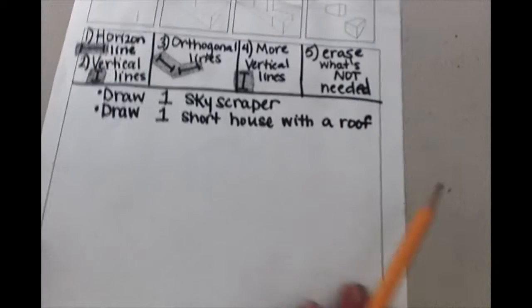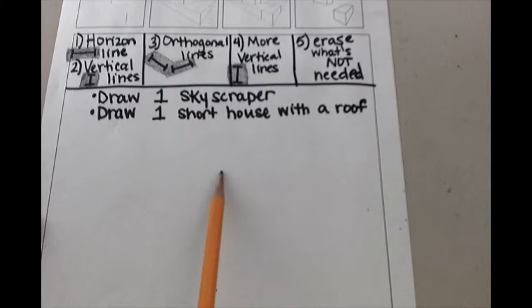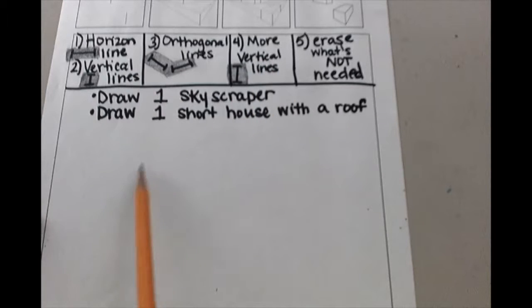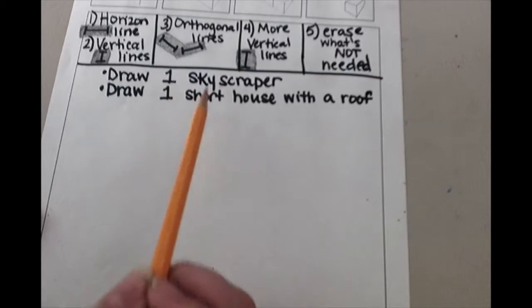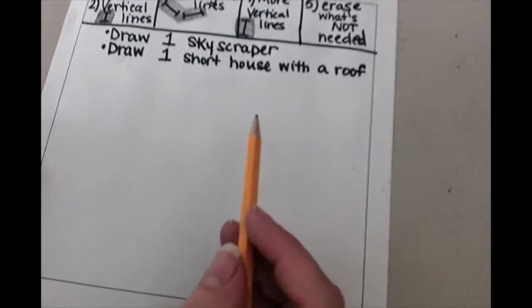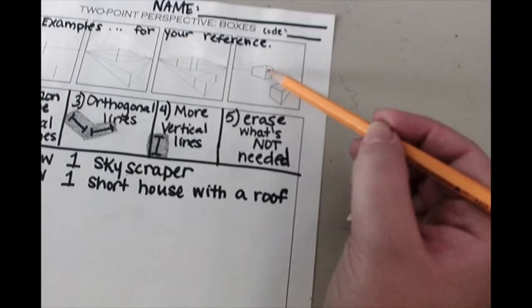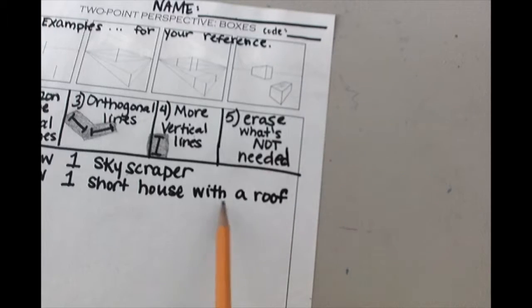On this worksheet, I want you to follow those steps. Draw a horizon line, add in your vanishing points, and draw a vertical line. Then connect your vertical line with orthogonal lines, add more vertical lines, and erase what's not needed. I want you to do this for one skyscraper and one short house that's below the horizon line like this. This would be a skyscraper, and this house is below the horizon line, and we can see the roof. This is a practice.